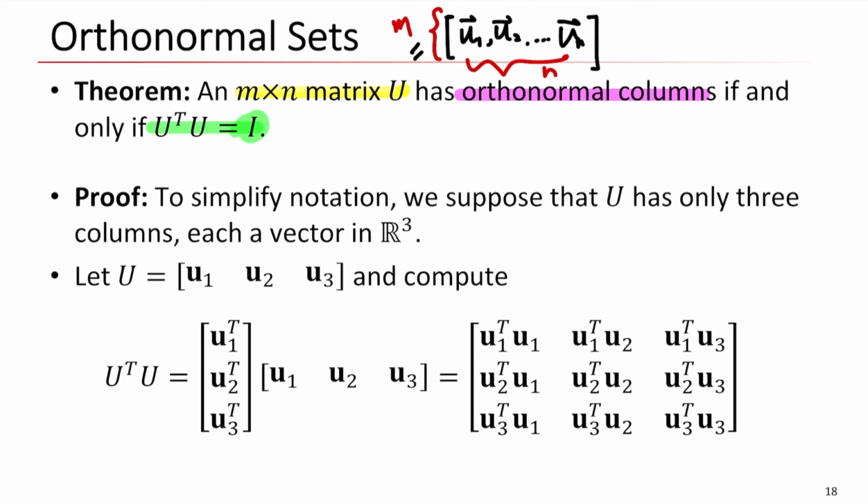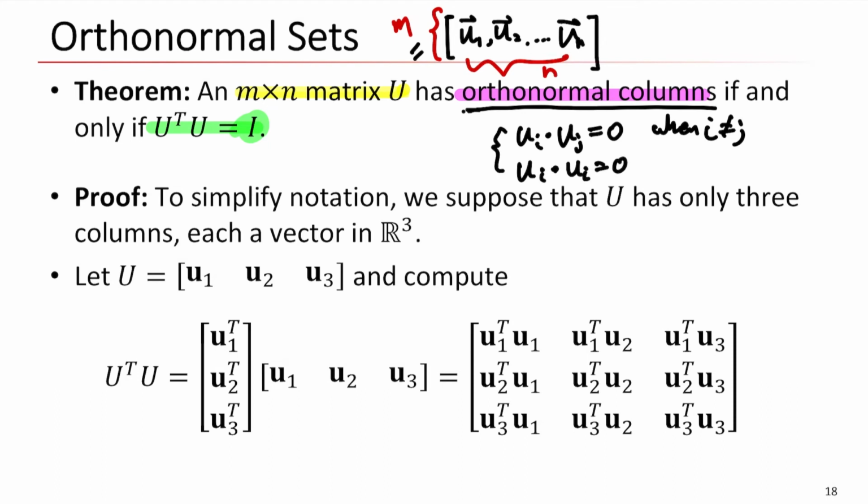Okay, so what was the definition of orthonormal columns? What was the definition of the orthonormal set? It is when ui inner product uj is equal to 0 when i is not equal to j, and ui inner product ui is equal to 1, right? So this is the definition of the orthonormal set. Okay, so let me prove this one.